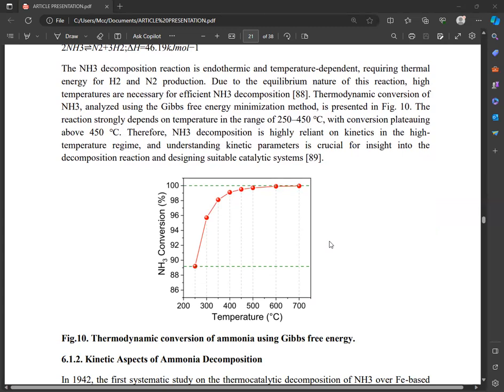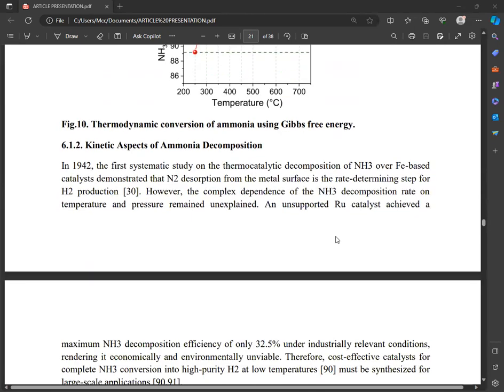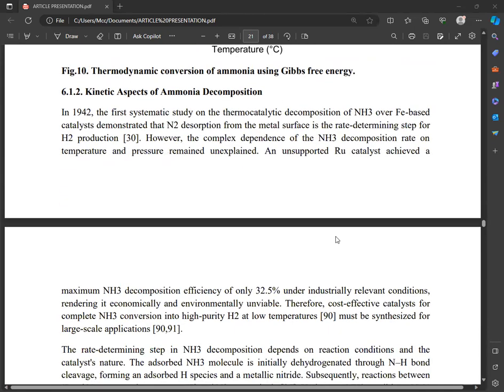Thermodynamic conversion of ammonia, analyzed using the Gibbs free energy minimization method, is presented in this figure. The reaction strongly depends on temperature, ranging from 200 or 250 degrees to 450 degrees Celsius, with conversion at planetary above 450 degrees Celsius temperature. Therefore, ammonia decomposition is highly reliant on kinetics at high temperature. Now we will see the kinetic aspect of ammonia decomposition.